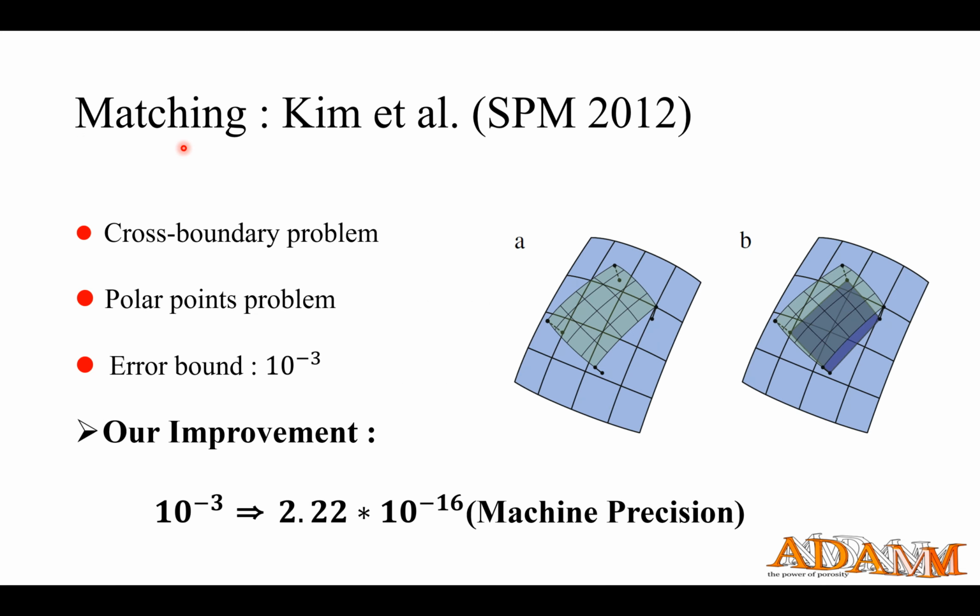Our work is based on the matching technique originally proposed by Kim et al. However, they had limitations in handling the cross-boundary problem and polar points problem that arise when precision goes up. For instance, they had limitations in handling cases where this matching occurs at the boundary or corner. By handling these problems, we improved the precision to machine precision.